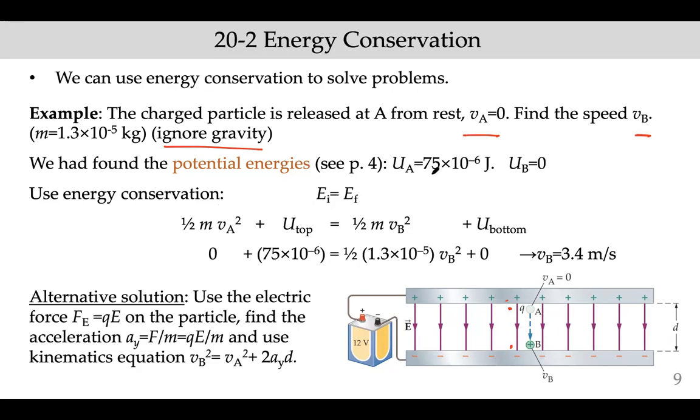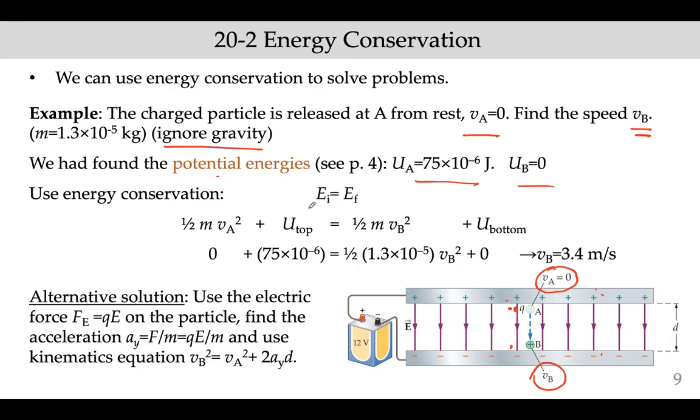Now the question is, what is the final speed? So it started with 0 speed, and what is the speed that it gains when it reaches point B? So we will solve for VB. Now we will use energies, not forces. So we had found the potential energies at point A and B: 75 times 10 to the negative 6 joules at point A, and the potential energy at point B we found to be 0.